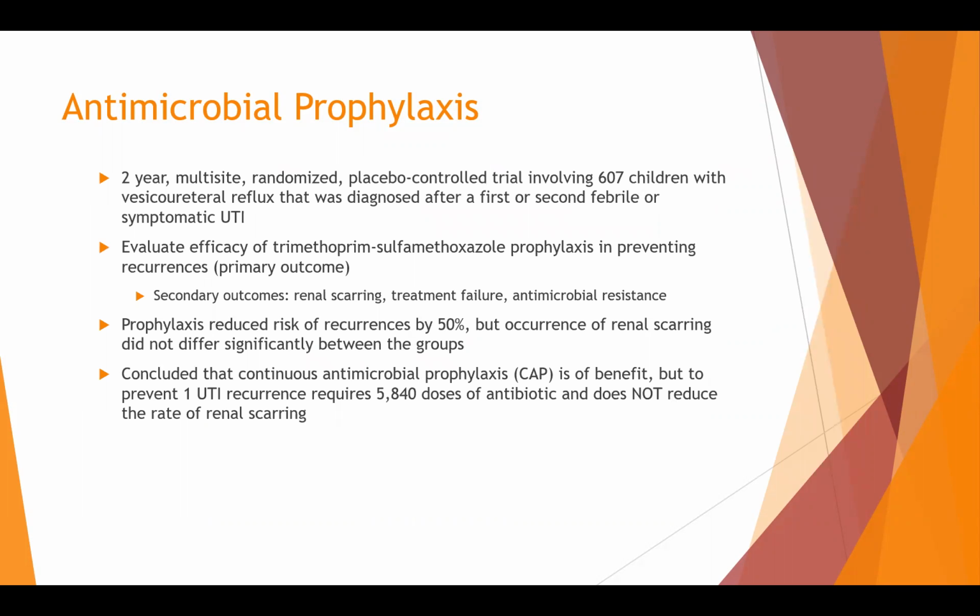This was a 2-year multi-site randomized placebo-controlled trial, 607 kids with reflux. 302 of them got prophylaxis with Bactrim, and then 305 got placebo. This was vesicoureteral reflux that was diagnosed after a first or second febrile UTI. So basically the primary outcome they evaluated was preventing recurrences of UTI. Secondary outcomes were the incidence of renal scarring, treatment failure, and resistance.